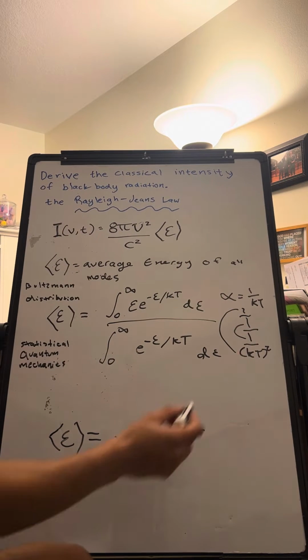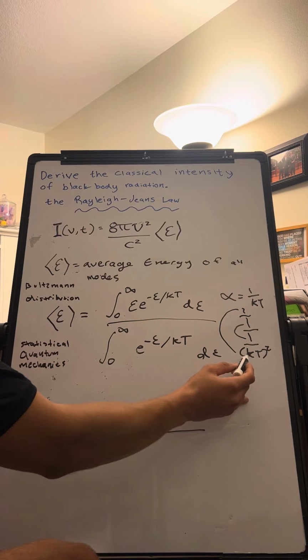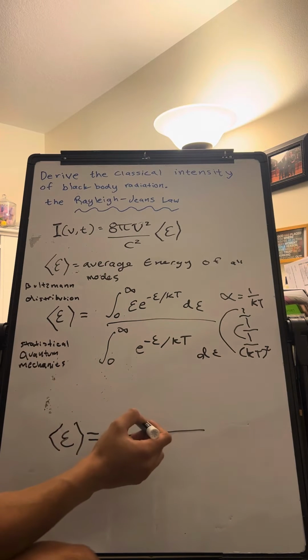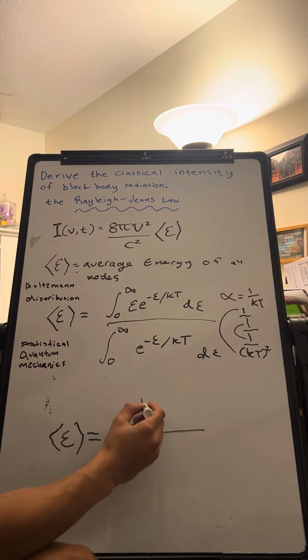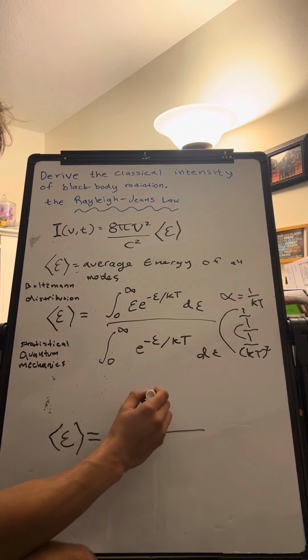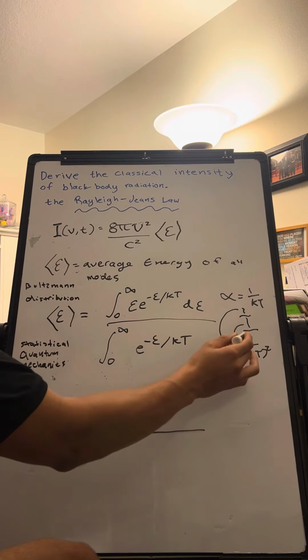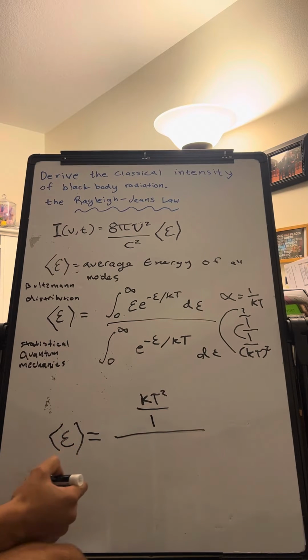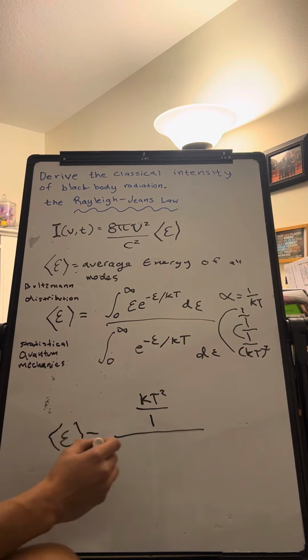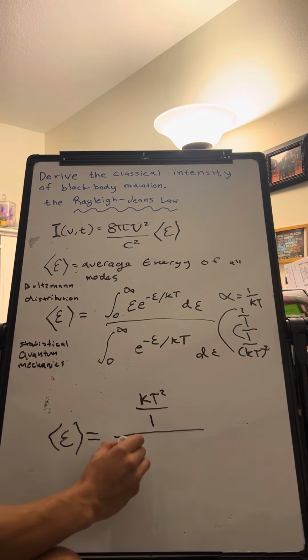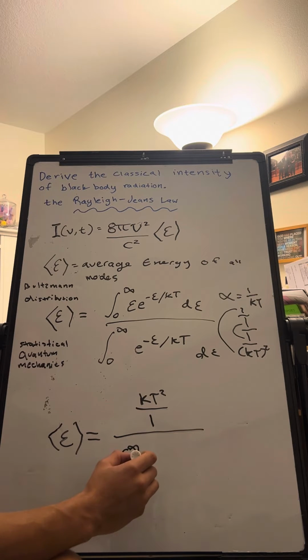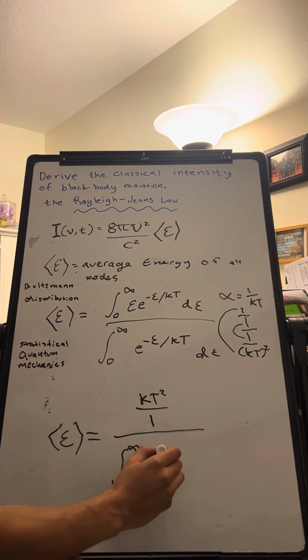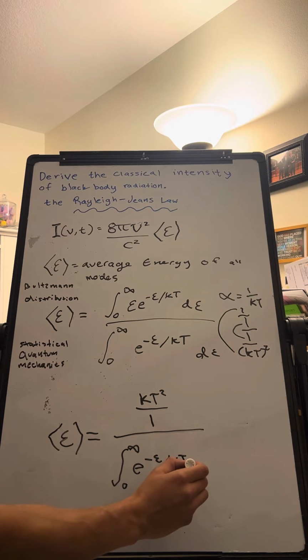Okay, so like I said, kT squared times 1 is just kT squared. And then 1 times 1 is just 1. And then on the bottom, we still have this integral to solve. And this is a little bit simpler integral.